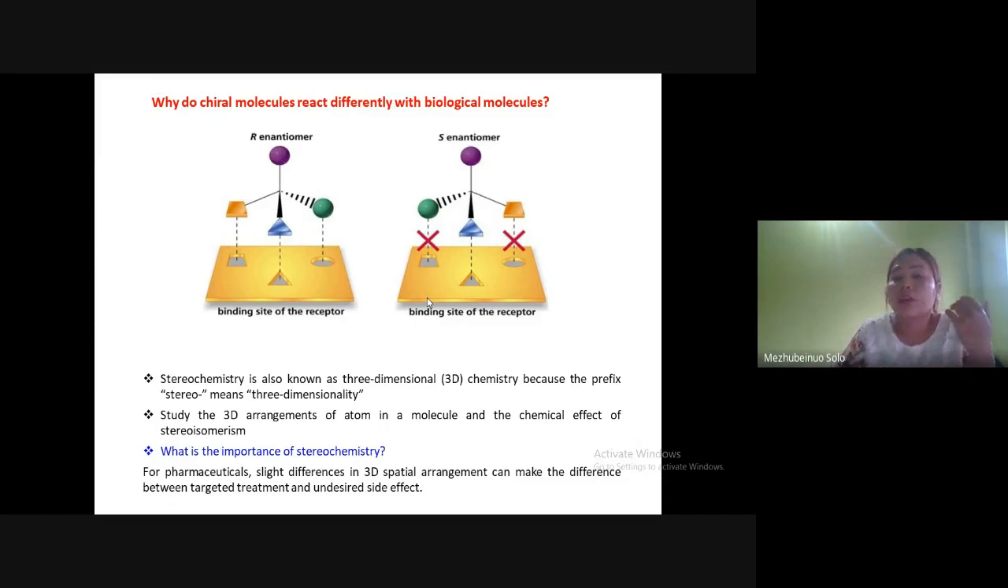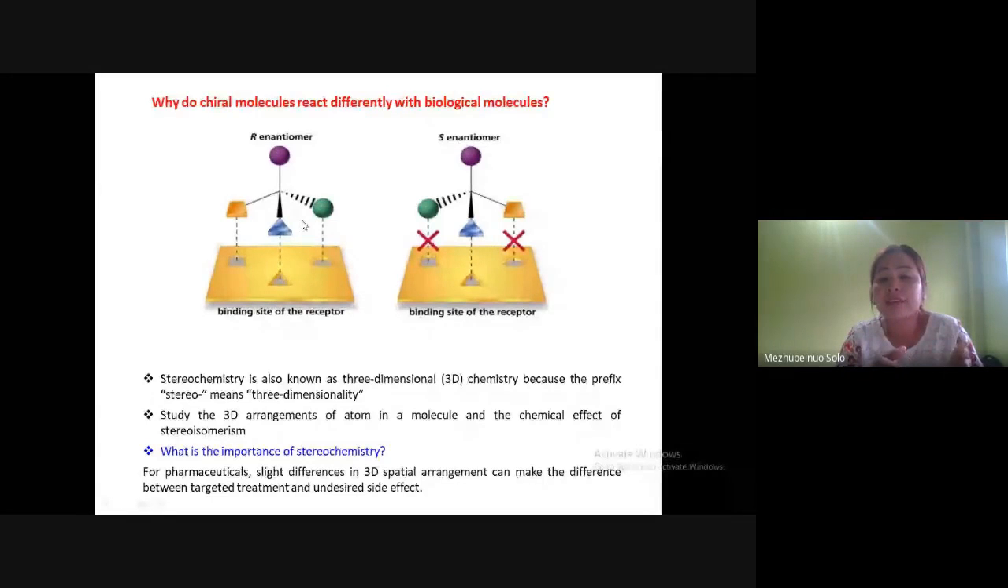When our chiral molecule does not fit the binding site of the receptor of the biological molecule, it will not give any response. But if it fits the binding site of the receptor, then it will give a response. So this 3D arrangement or configuration is very important, especially in the field of pharmaceuticals, as a slight difference in 3D spatial arrangement can make the difference between the targeted treatment and an undesired side effect.